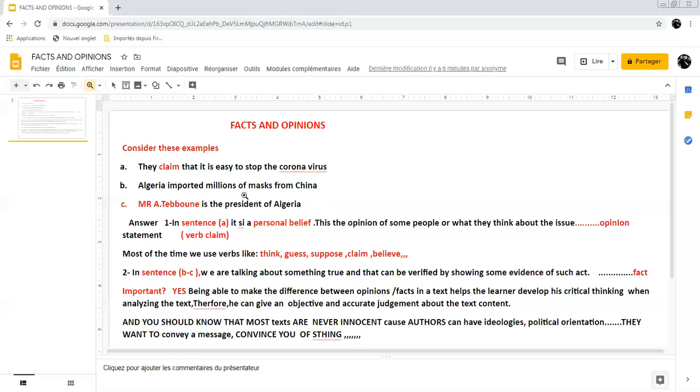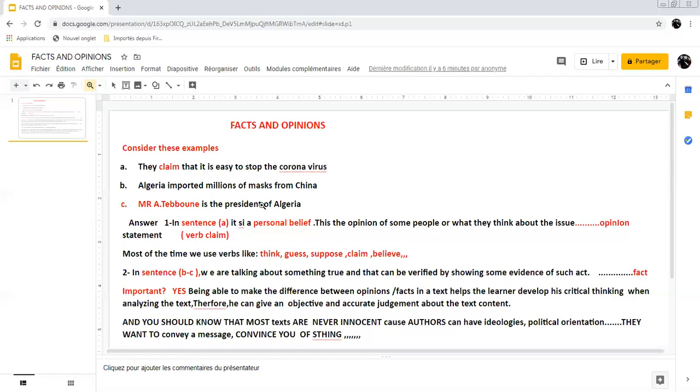For instance, let's say we are going to phone the Ministry of Health or go there and ask for some numbers. So they are going to give us some proof, some evidence. C, Mr. Abdelmajid Tebboune is the president of Algeria. So we elected him president and he is in function and he is doing his job every day and he is still alive and we thank him for all the efforts he's doing.